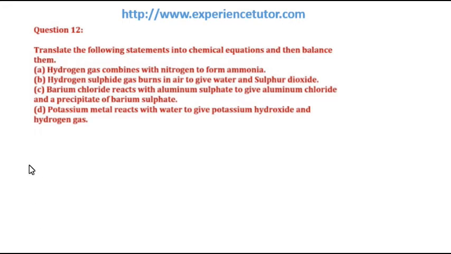So we have to write the chemical equations for the below. So let us do the first one. So hydrogen and nitrogen gives NH3 gas. So we can balance it.